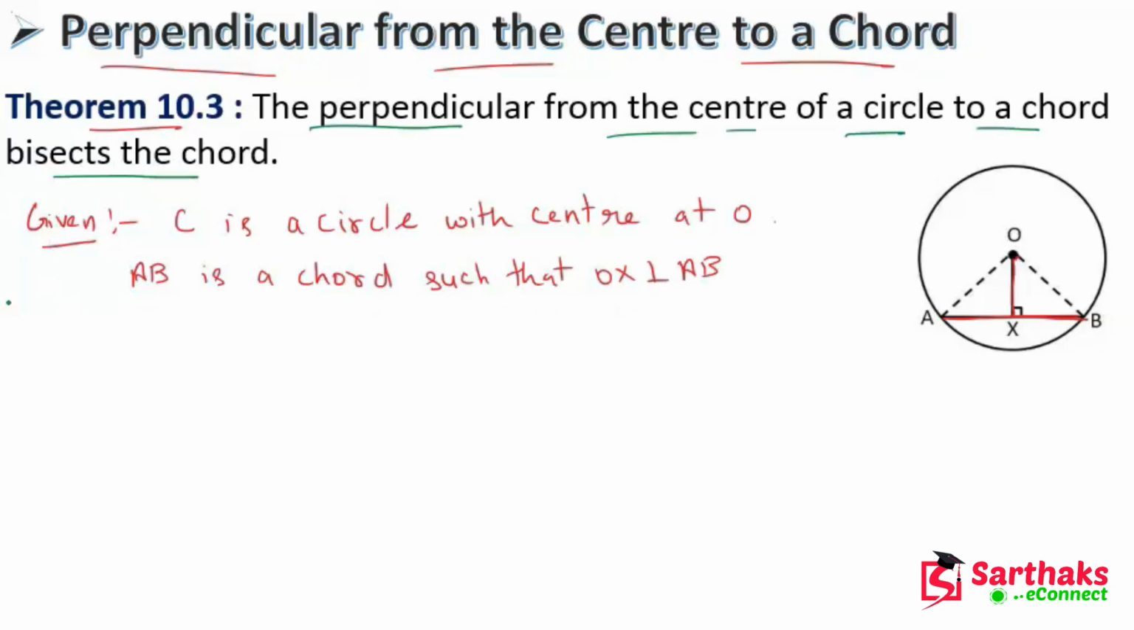We have to prove that OX bisects chord AB, that is, AX is equal to BX. AX is equal to BX means we have to prove this is equal to this. So now let's start the proof of this theorem.